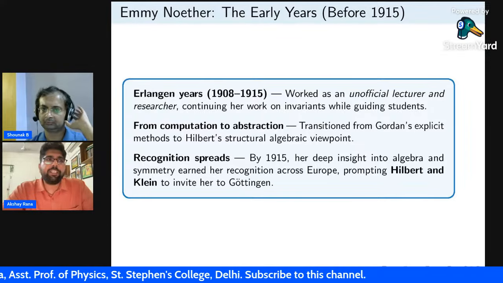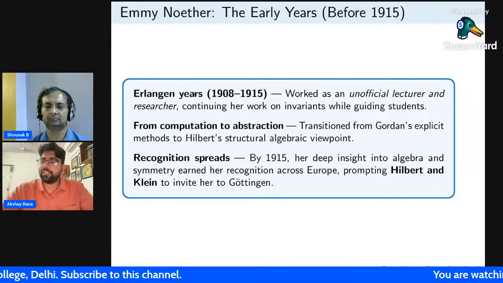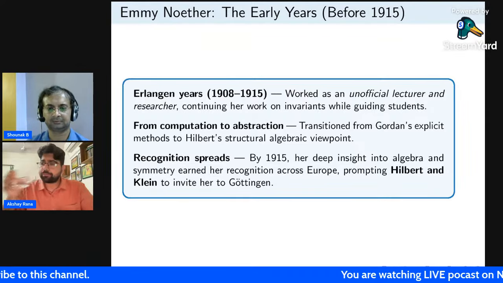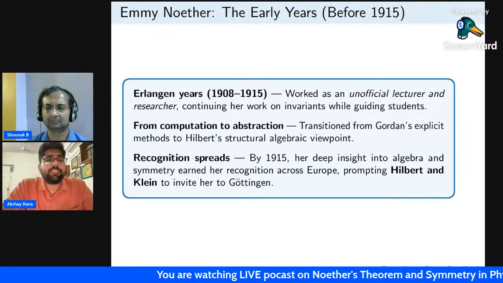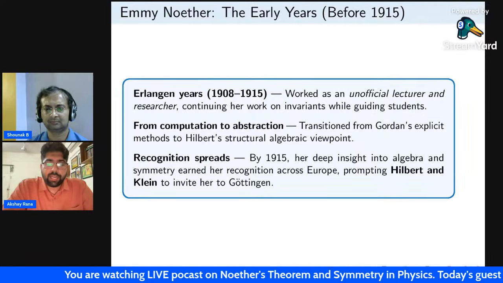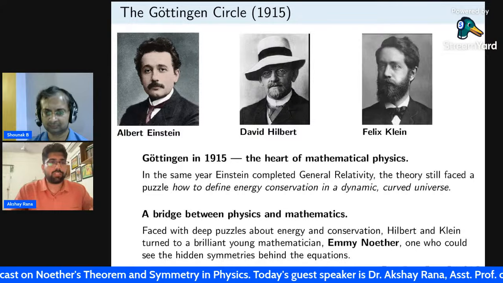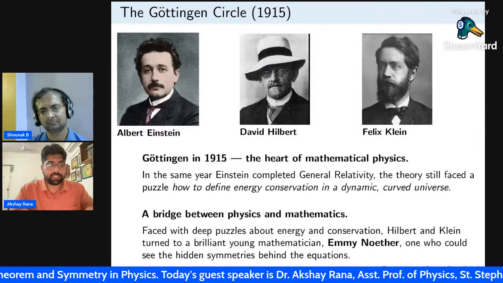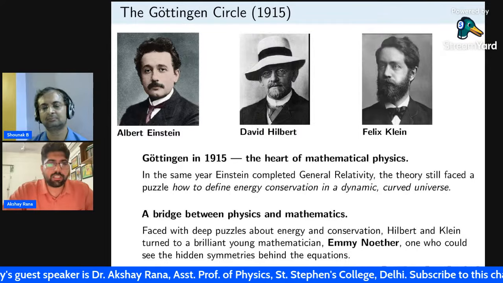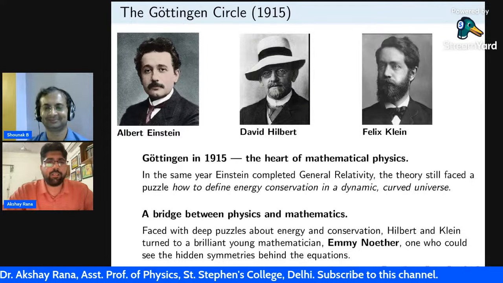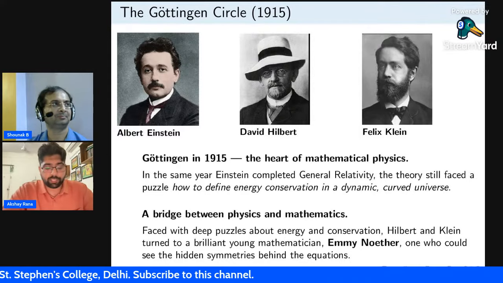In 1915, when Einstein was developing his general theory of relativity, at the same time, they were at a place in the university known as the University of Gottingen. At that particular time, this was a hub of mathematics and science. All the prominent scientists were sitting in Gottingen University, and this was known as the famous Gottingen Circle as well, where Albert Einstein, David Hilbert, Felix Klein, all of these were sitting there working on their respective subjects.